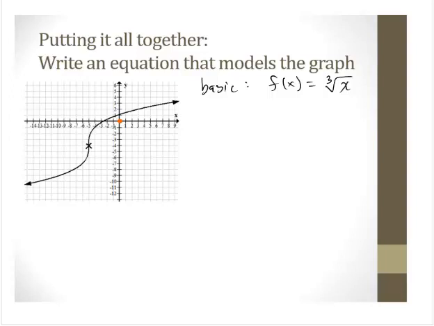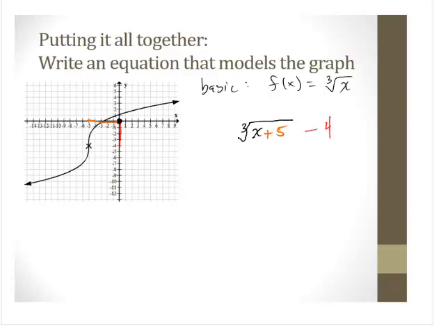So I need to get that point to the left 5. I need to get that central point left 5. And so to do that, in the cube root, instead of just an x, I need an x plus 5. I also need to move down 4 units. And so on the outside, I subtract 4. So that takes care of the shifts.